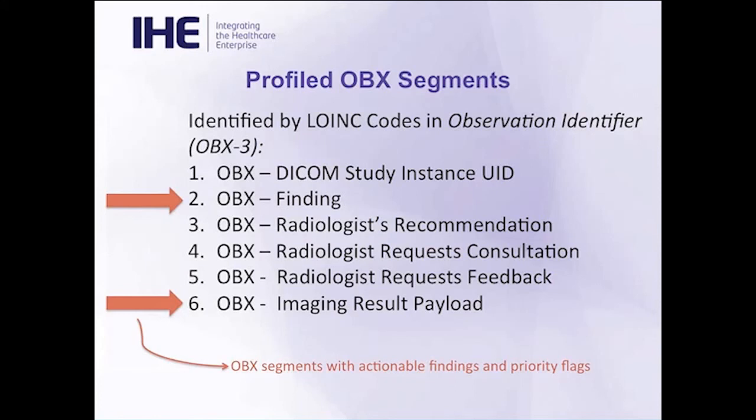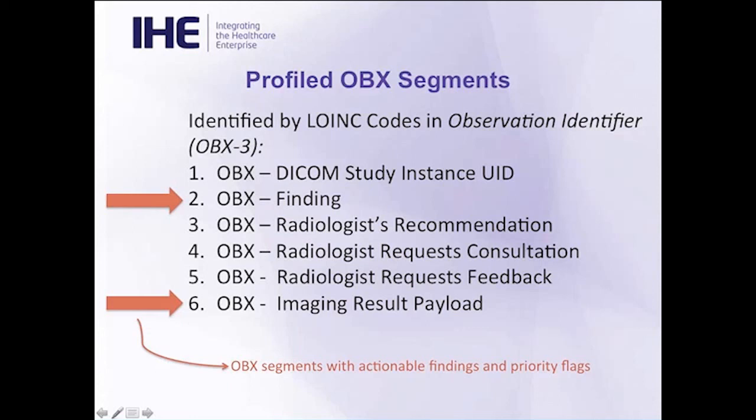This list is a list of the 6 OBX segments which are defined. You can see one is a study instance UID, another is a finding, radiology recommendation, for example, radiologist recommends a CT abdomen in 6 months. The radiologist requests consultation, so this is the radiologist saying, I'd like to talk to you. Here's my report, but I'd still like to talk to you. Number 5 is the radiologist requests feedback, which is the radiologist saying, I'd like to know whether or not you ordered this study. If you didn't, why? And then number 6 is the imaging result payload, which is here's the report.